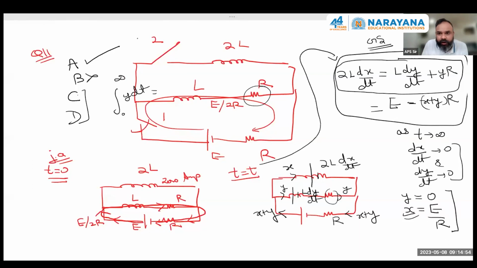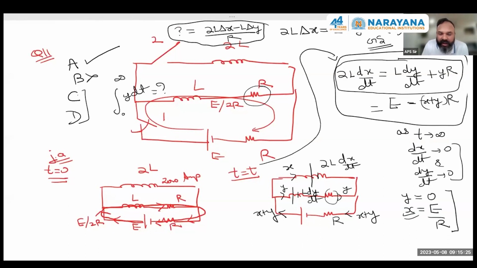If you take the integral, the LHS becomes 2L dx, so that becomes 2L delta x. That is equal to L delta y plus R integral y dt. So R is R and integral y dt is my answer. If I call it unknown, let's say some unknown, put that unknown here. So the answer of C and D part will come like unknown is equal to (2L delta x minus L delta y) divided by R. This is the answer of C and D.